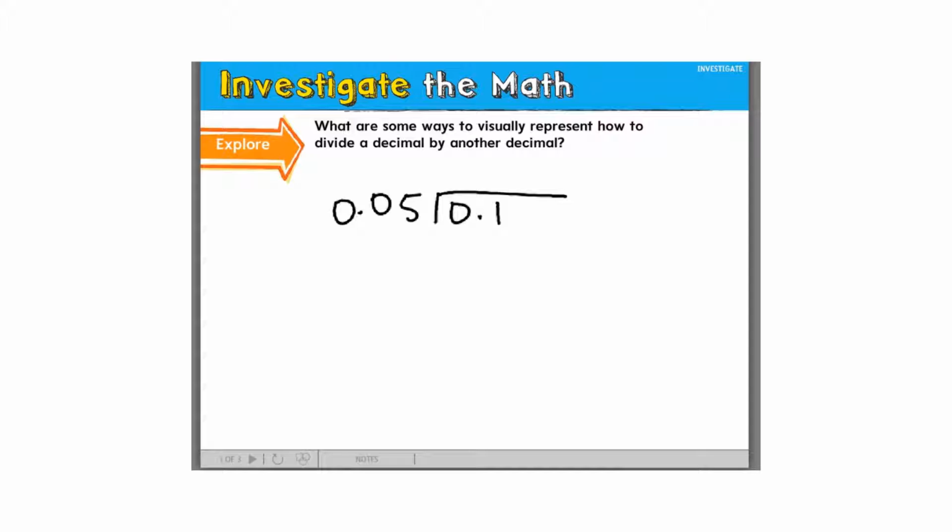Show me on your hand how many times you will scoot the decimal point. Show me on your hand how many times will you scoot the decimal point.